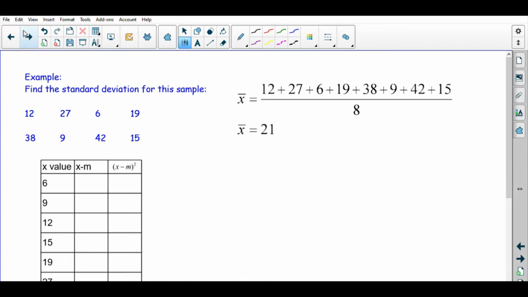We're taking each x value, and first we have to subtract it from the average. So what is 6 subtract 21? We get negative 15. 9 subtract 21, negative 12. 12 subtract 21 is negative 9. I'm going to continue filling in the chart, and I would like you to do the same.